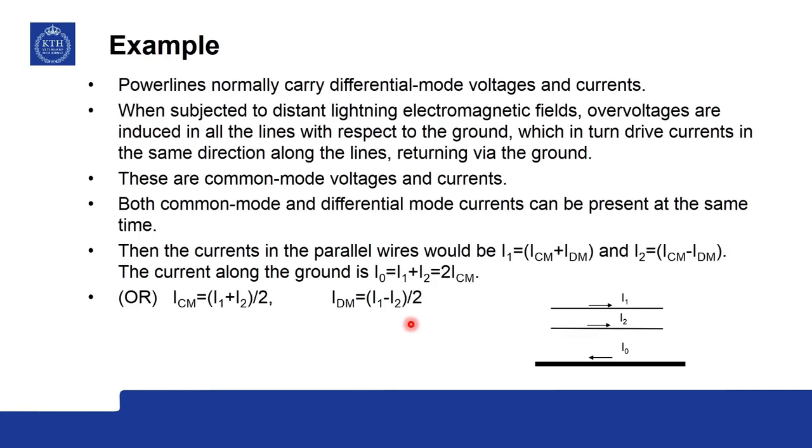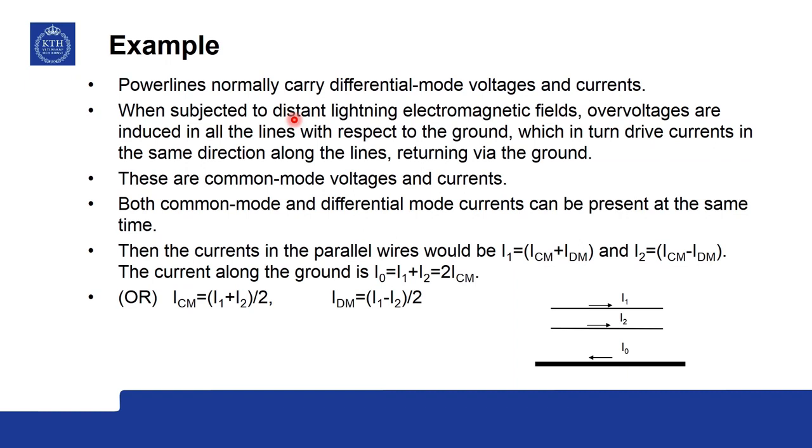For example, power lines normally carry differential mode voltages and currents. When subjected to distant lightning, electromagnetic fields or voltages are induced in all the lines with respect to the ground. This in turn drives currents in the same direction along the line via the returning ground. So, this is one example of common mode currents in power lines. And you can have both common mode currents and differential mode currents at the same time.